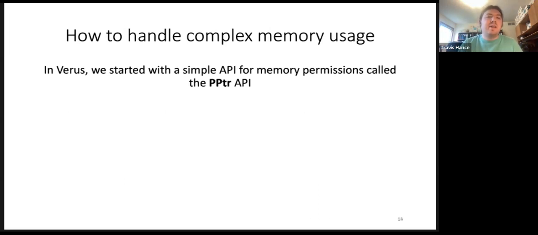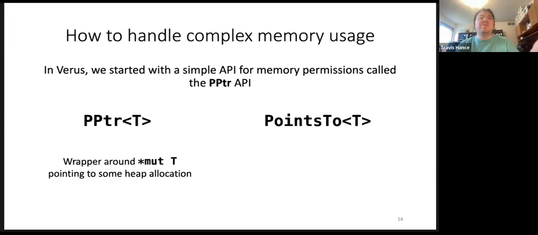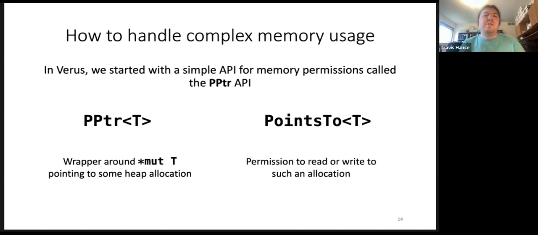Now, the p-pointer API basically has two objects. One is called p-pointer and the other is called points to. And p-pointer is really just a pointer. In fact, even having a different name for it is kind of pointless. It's really just a pointer to a t. And the points to is the special ghost object that represents a permission to read or write from some allocation that one of these pointers points to.